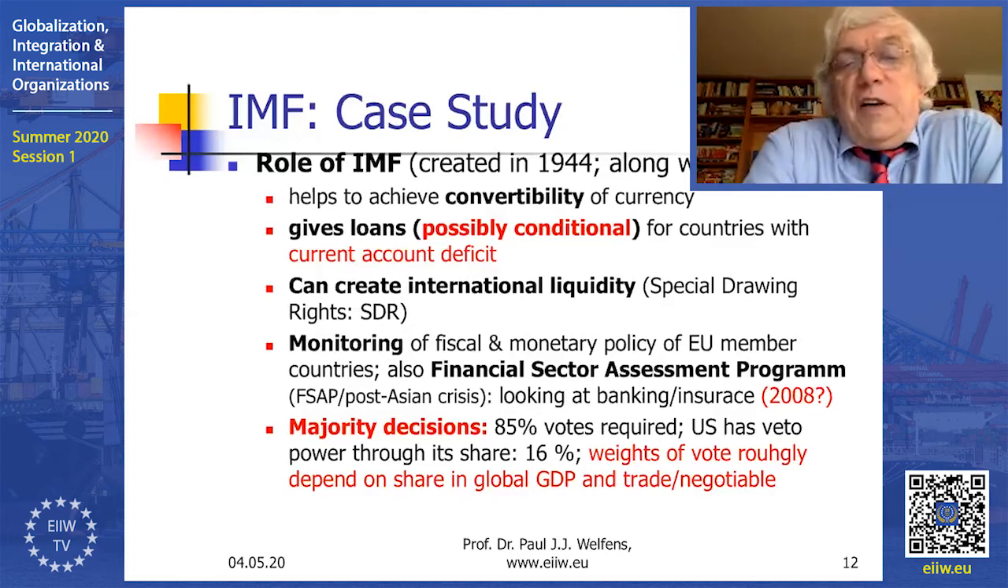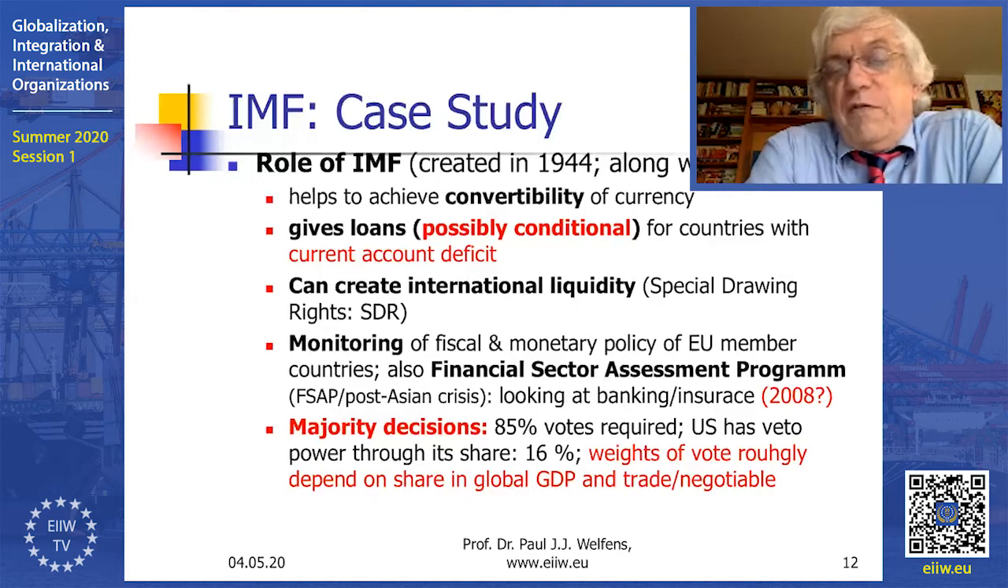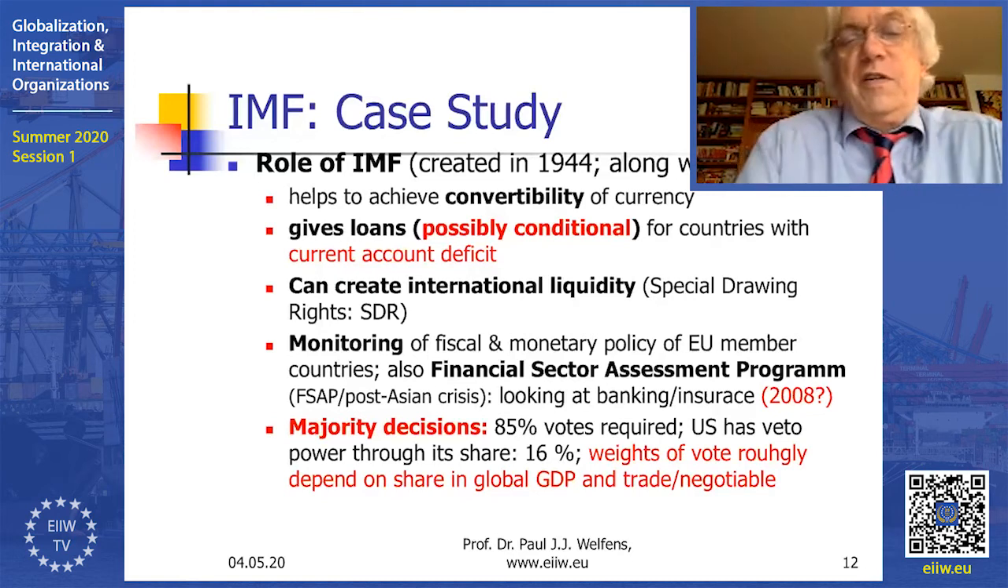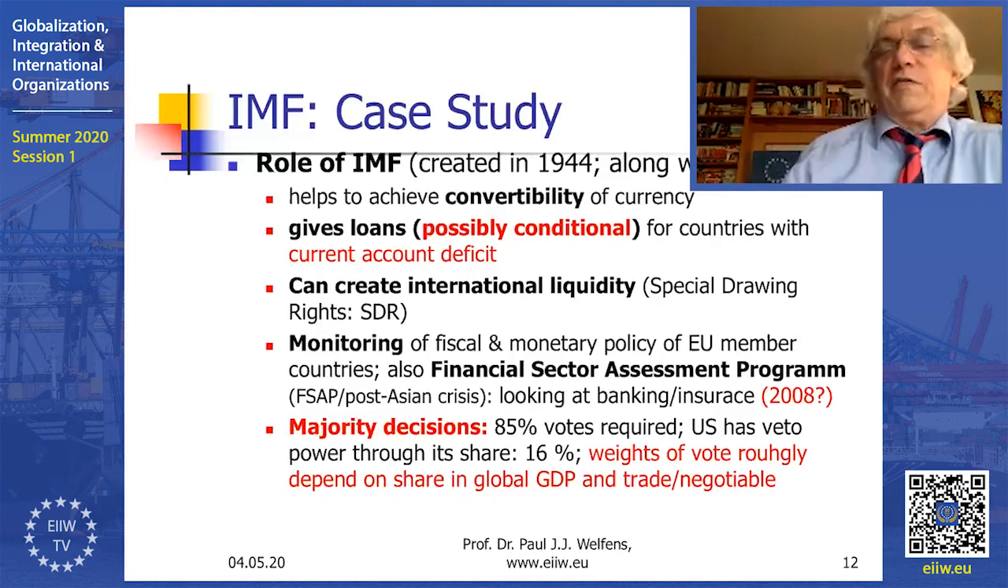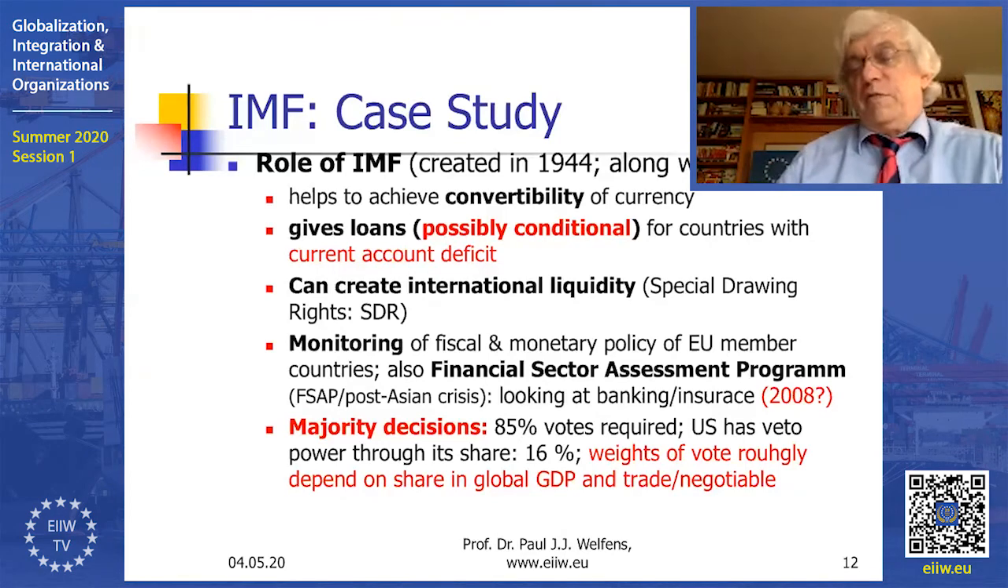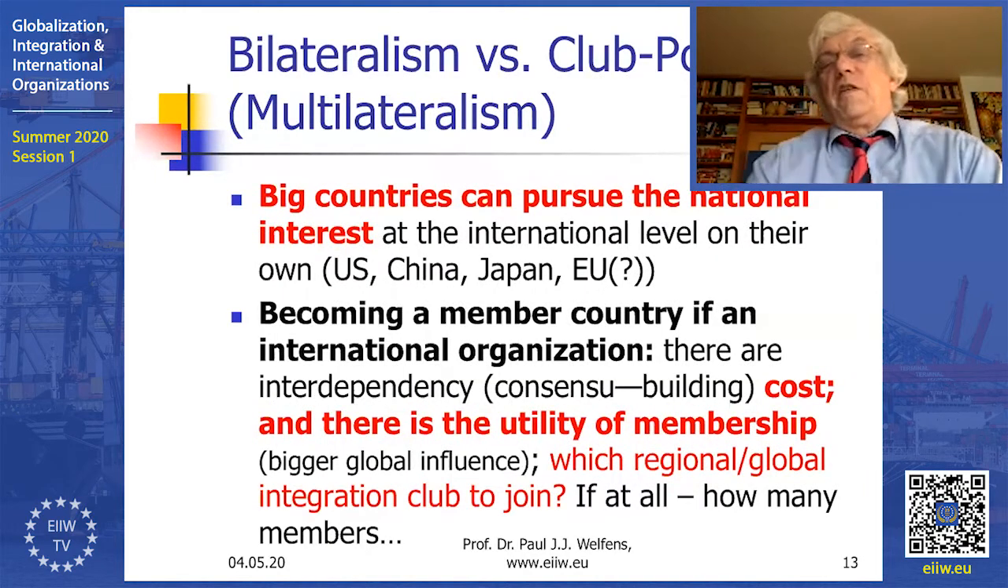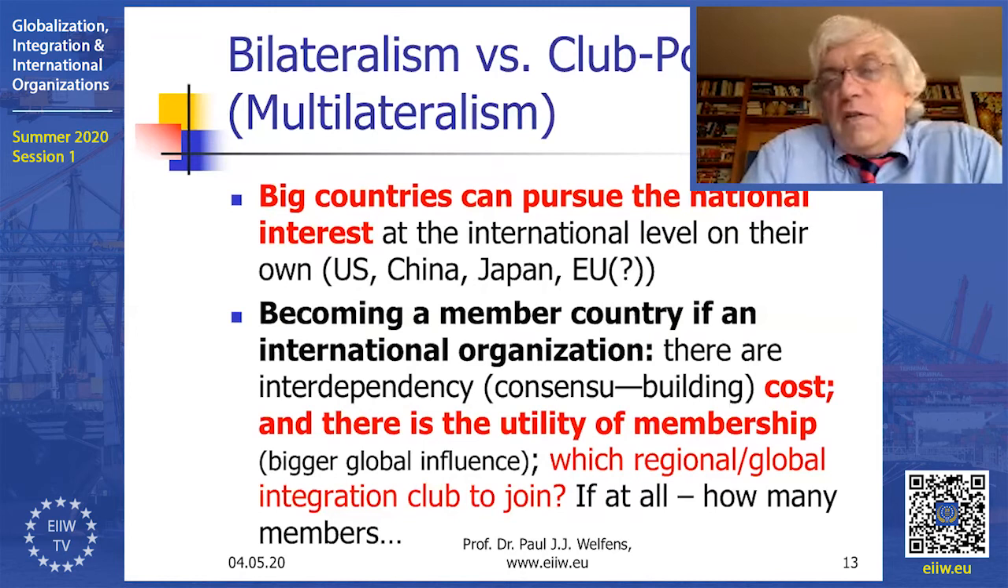Okay, the IMF requires majority decisions. So 85% of votes are required, but the US has still veto power through its share of about 16%. Now the weight of the votes of individual countries depends somehow on the share in global GDP and in trade, but everything is negotiable. There is no simple formula where you simply plug in the figures and then you know what the weight of a country is.